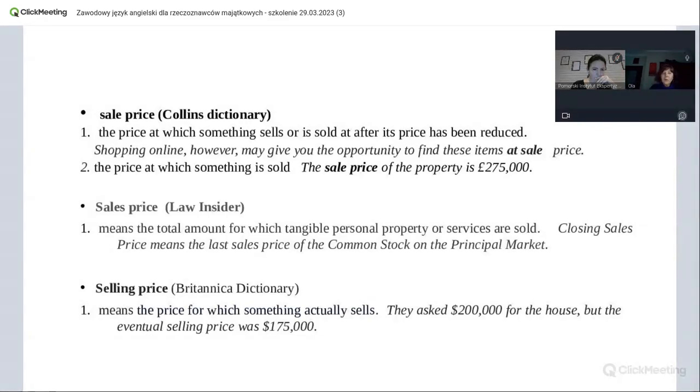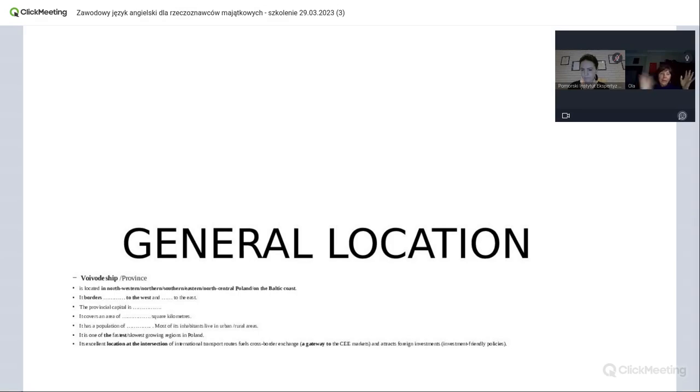And then you can also use selling price. Britannica Dictionary gives you this definition. It means the price for which something actually sells. And they ask 200,000 for the house, but the eventual selling price was $175,000. Oh, sorry, dollars. It's about dollars here, right? So you can use all three expressions, but to avoid confusion, I think it's better to say sales price or selling price, okay?